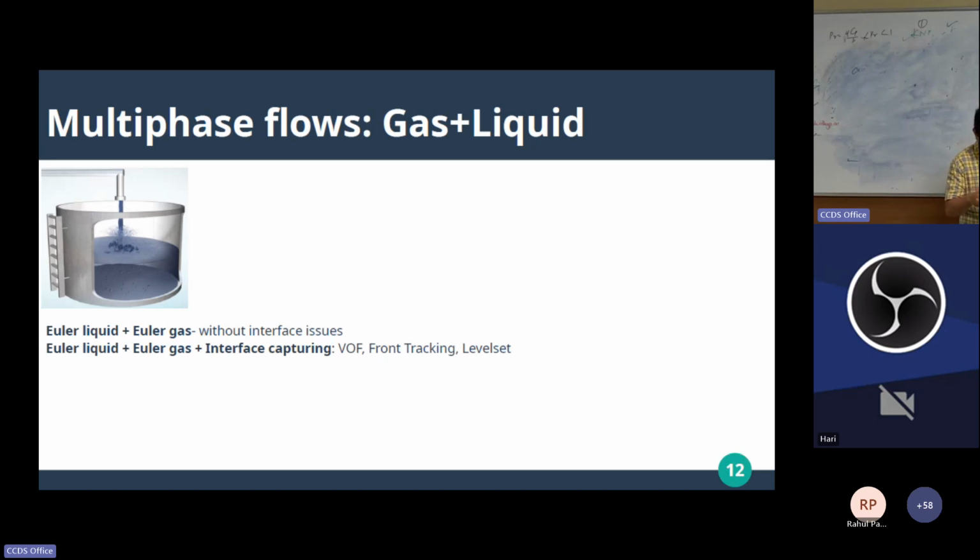Only the interface, either you track it or volumetrically you distribute it. Shortly, we will see what it means. Those techniques are the volume of fluid method, front tracking, and level set, which people try to use.